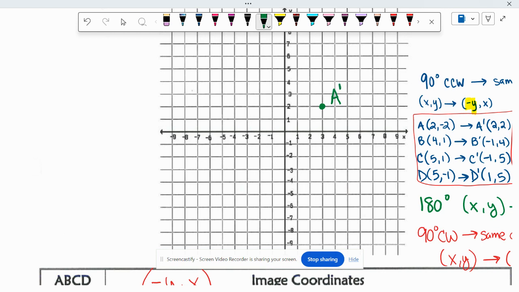If I started with the ordered pair (3, 2), shh, someone's talking. Is it you, Colt? Okay.